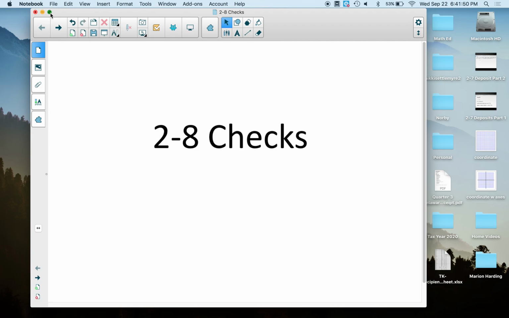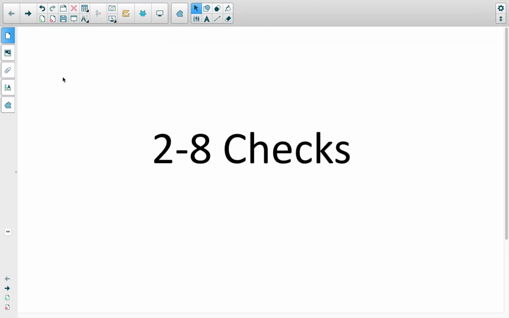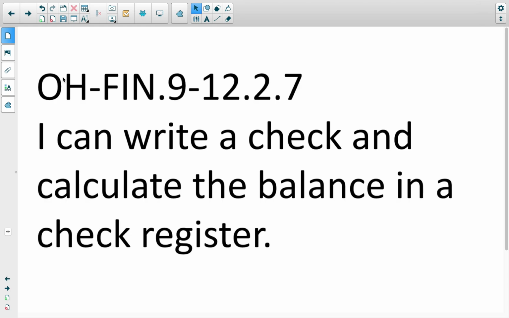Do 8, all about how to write a check. This is kind of an outdated way of withdrawing money from your bank account, but it still exists, and there will be times in your life where you'll need to know how to write a check. So we're going to go through it. We're going to be able to write a check and calculate the balance in a check register.